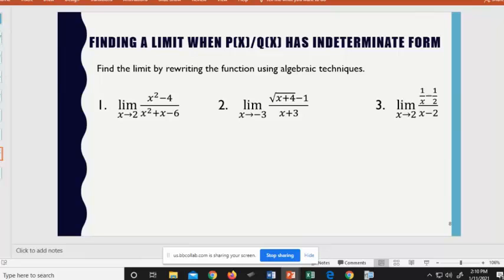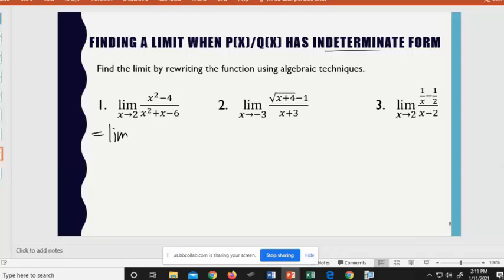2 squared minus 4 is 0. 2 squared plus 2 minus 6 is 0. 0 over 0 is called indeterminate form. And we have to do a little bit more investigating. But what I know I can do with some polynomials is to factor them. So what we're going to try to do is to find an equivalent function that's equivalent in almost every place, except at x equals 2. And to do that, we simplify.